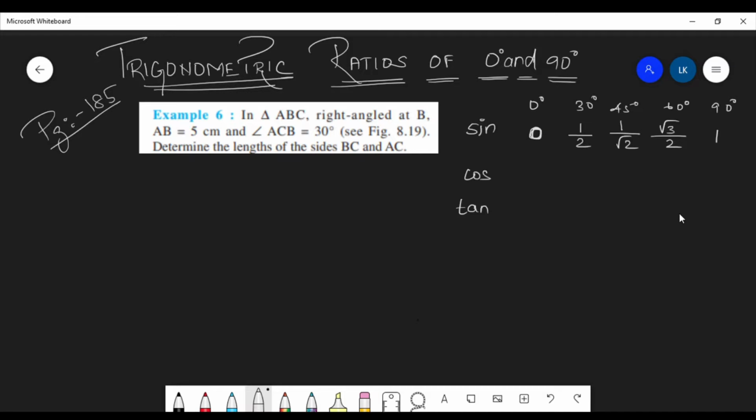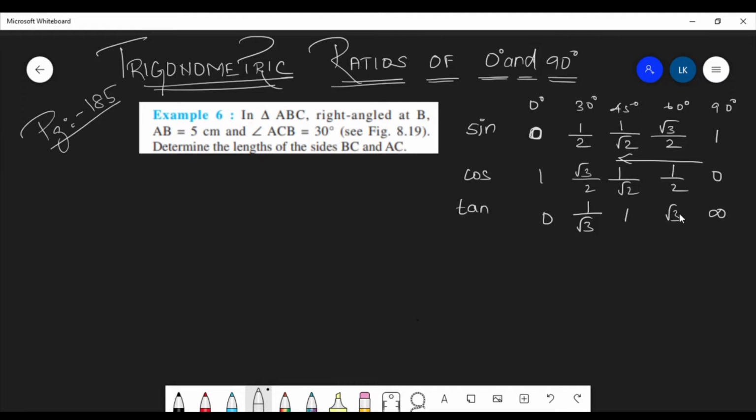And cos is nothing but reverse of sine. So 1, root 3 by 2, 1 by root 2, 1 by 2, 0. And tan 0 degree is 0. And tan 30 degree is 1 by root 3. And tan 45 degree is 1. And tan 60 degree is root 3. And tan 90 degree is infinity. Okay. This is the tabular column which we have seen in the previous video, and we are going to use this tabular column repeatedly in the following upcoming problems.